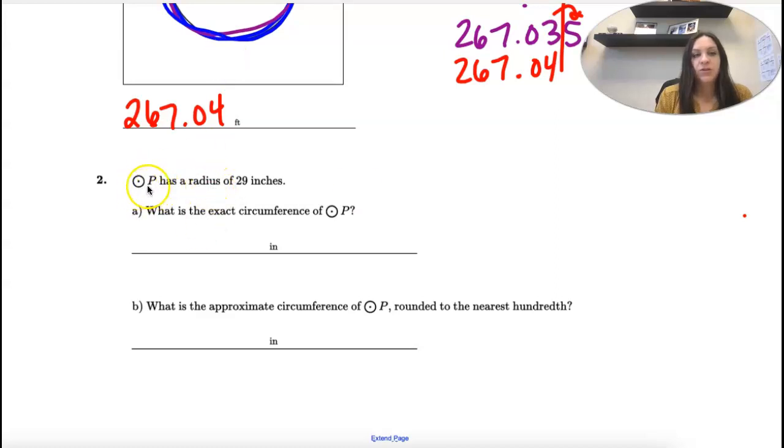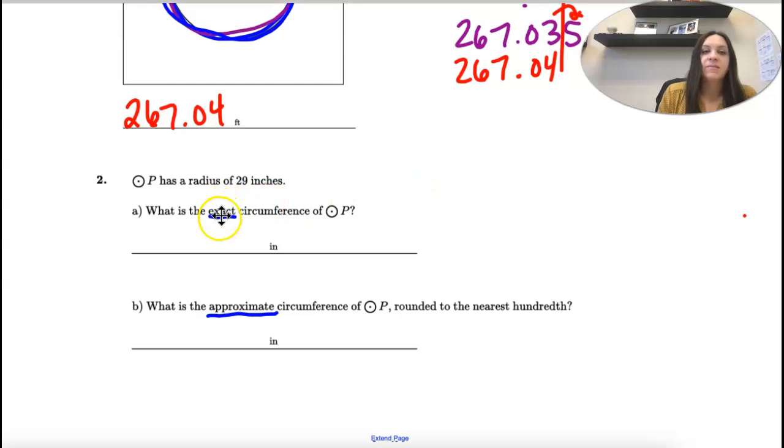Okay, number two, circle P, that's how we read that, has a radius of 29 inches. What is the exact circumference of circle P? What is the approximate circumference of circle P? So let's talk about that difference. What does exact mean? What does approximate mean? Because we're finding the circumference twice.